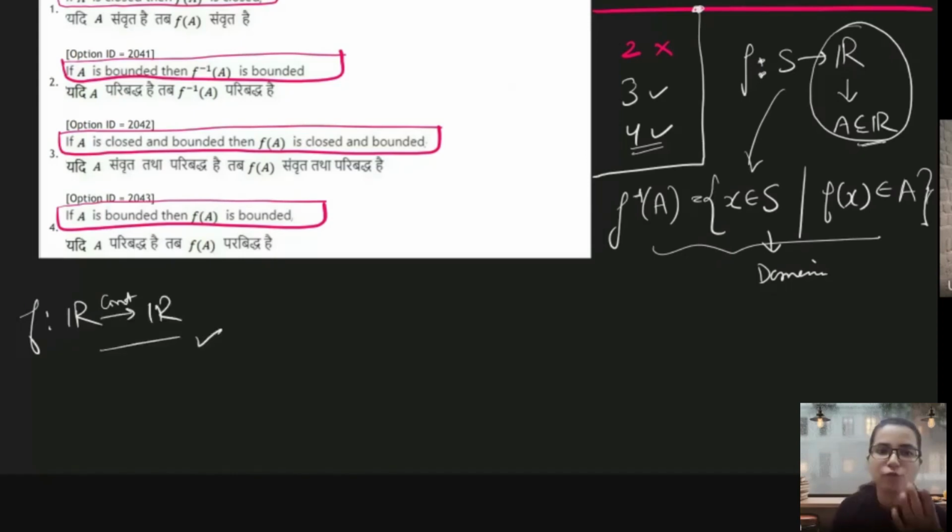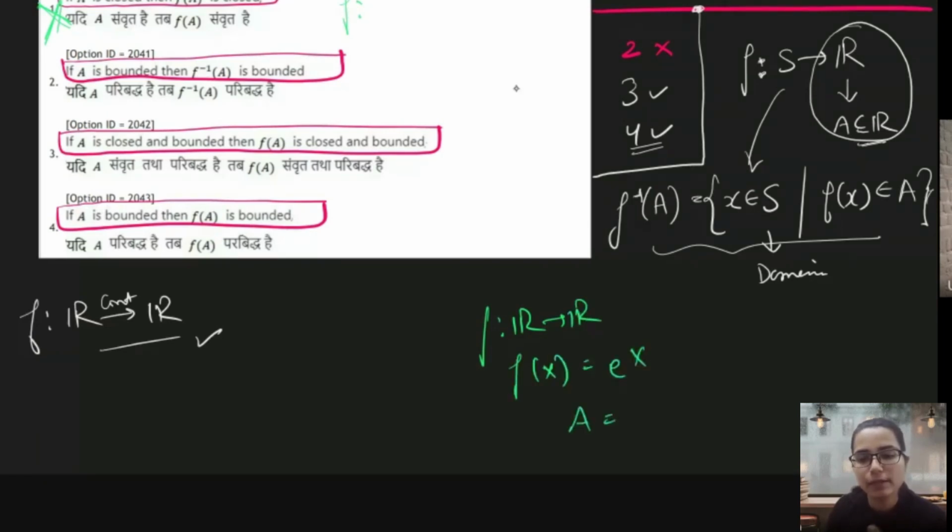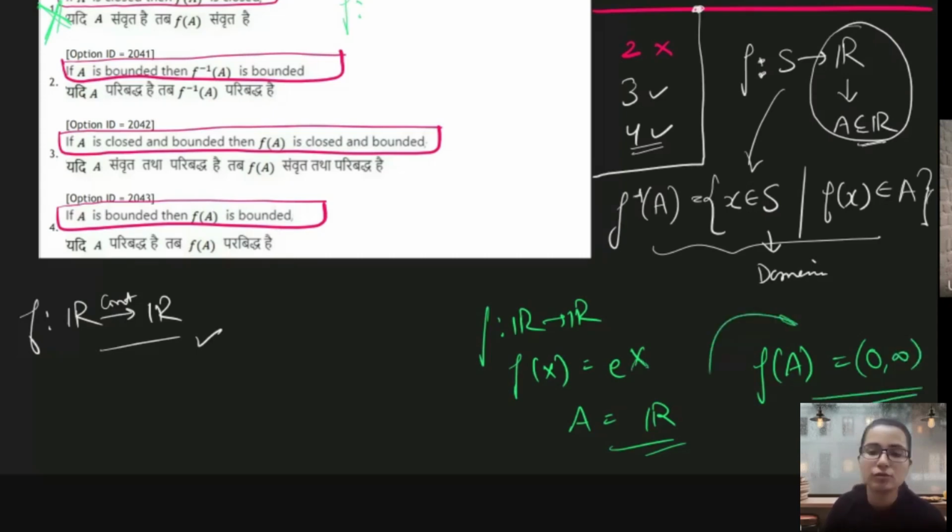If A is closed, f of A is closed. We talked about this option earlier, and you all know that this option will not be correct. We can take an example, f from R to R, f of x equal to e to the power x. If you take A equal to reals, then f of A is the range of e to the power x, which is again not closed. So this option is not correct.